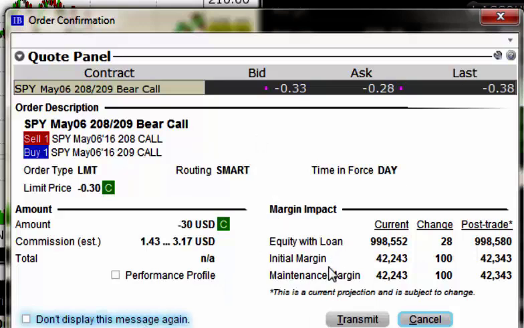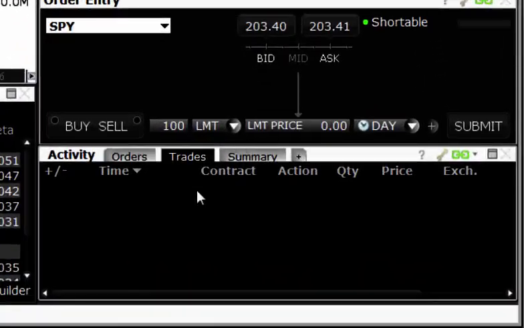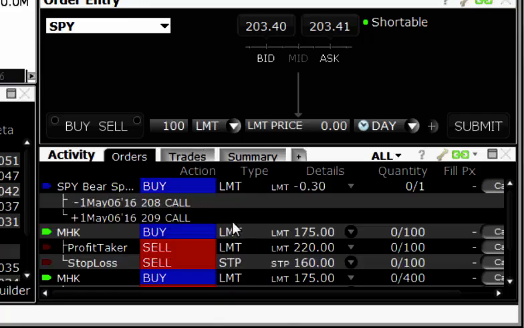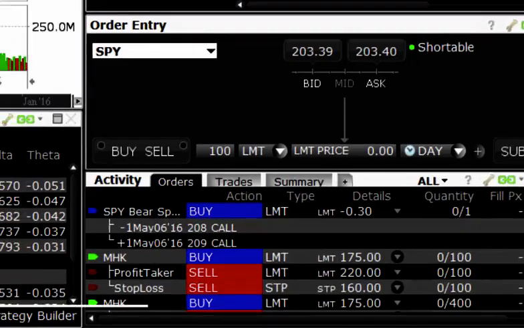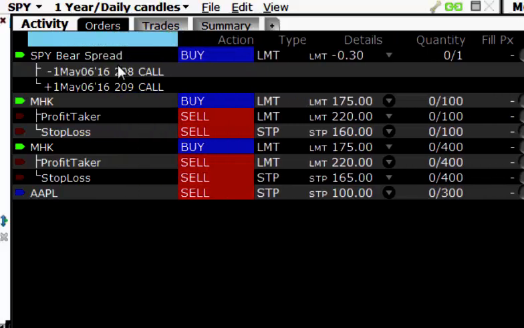Just before we do that, you can see the margin impact on your account for placing this trade. It's going to change by about $28 0. So that's how much margin you need to set aside for this particular trade. We click on transmit, so that order has now gone into the market. We'll see our orders here in the bottom left hand corner. So we'll just open that up. We can see our SPY. I'll just maximize that a bit for you. You can see it here.